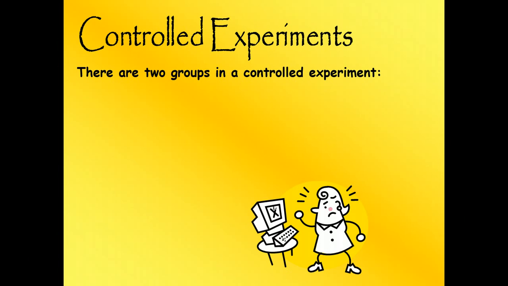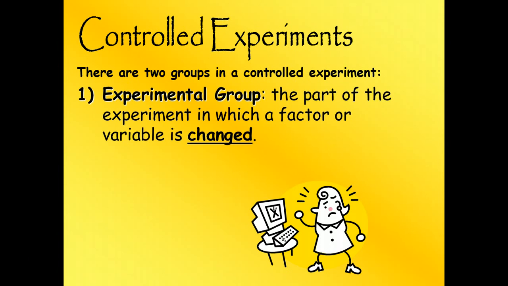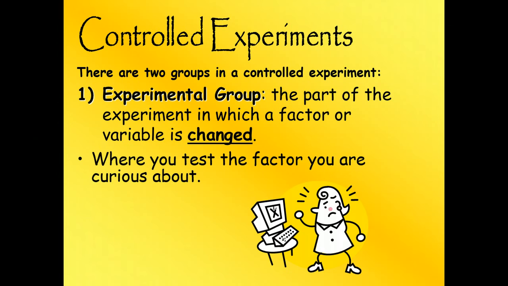There are two groups in a controlled experiment. The experimental group is the part of the experiment in which a factor, or a variable, is changed. This is where you test the factor you're curious about. You want to know if some factor affects something else.